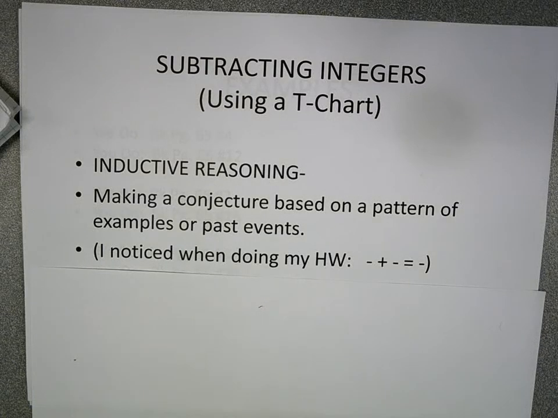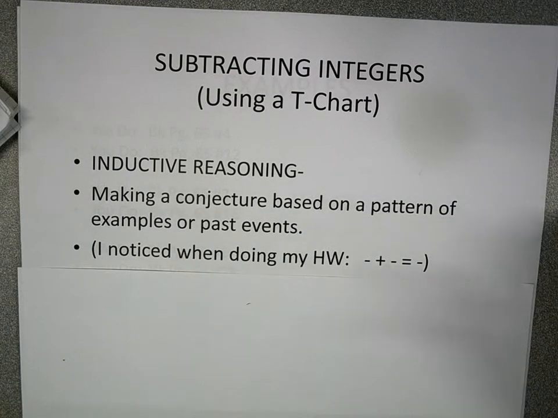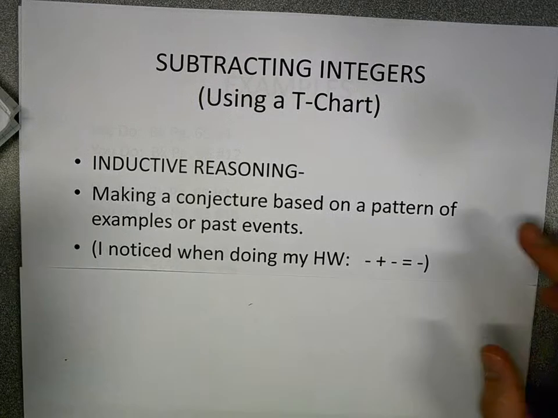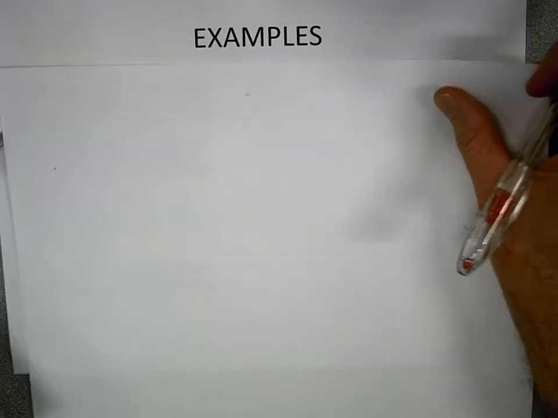We start off with t-charts where you don't have to do the inductive reasoning, but then your brain should be finding out patterns using the t-chart. That way you don't have to use t-charts anymore. Okay? So the t-chart's just more of a tool, an extra tool to help you get there. All right, questions? Okay, here we go.